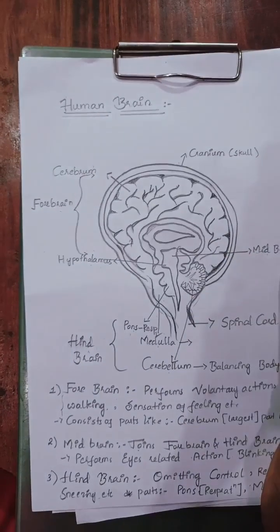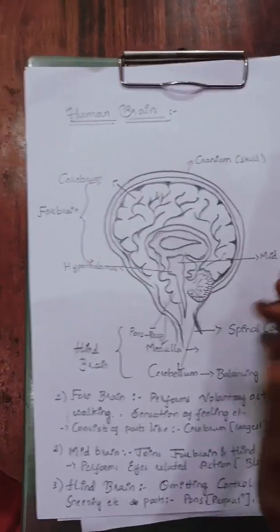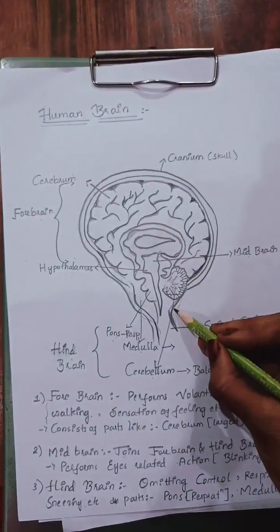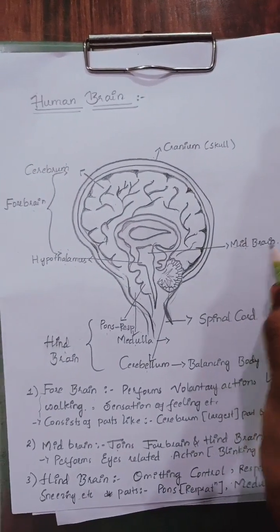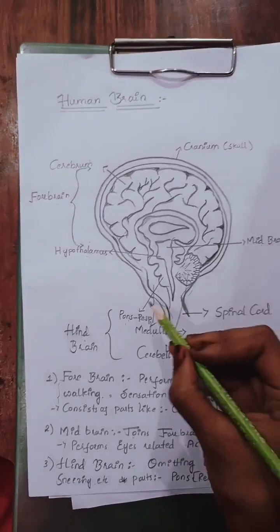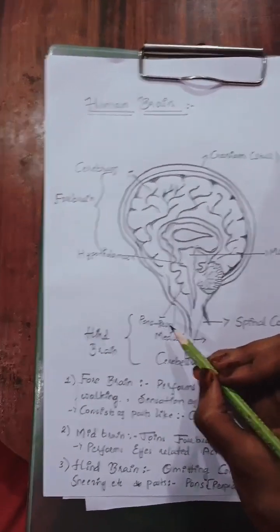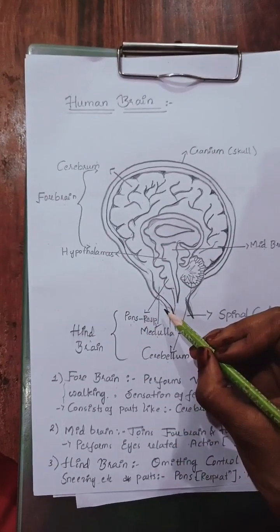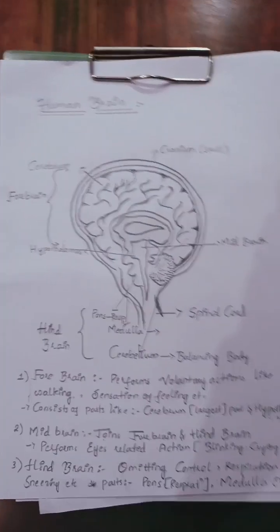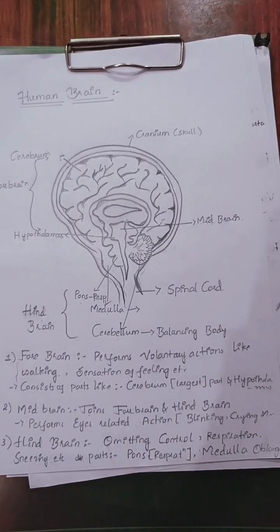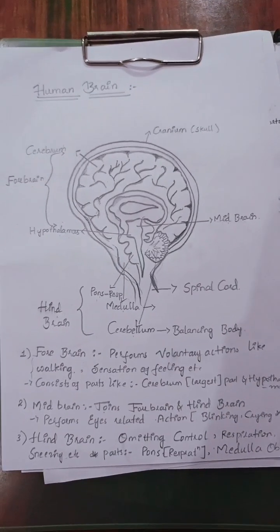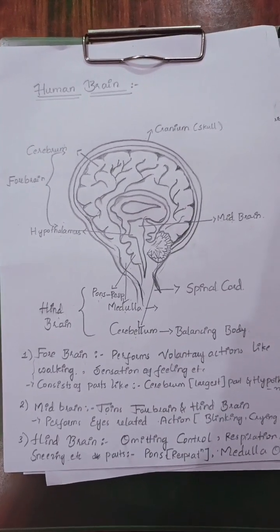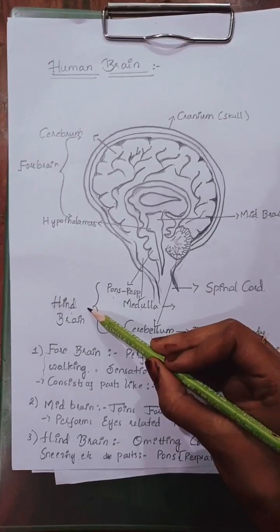And the midbrain is the part which connects the forebrain and the hindbrain. Understood? And it performs the sensory functions related to the eyes. And the last one is the hindbrain. The main function of this hindbrain is that it controls involuntary actions like vomiting, salivation, sneezing, respiration. All those are controlled by this hindbrain.